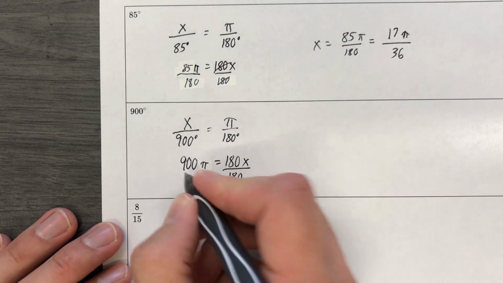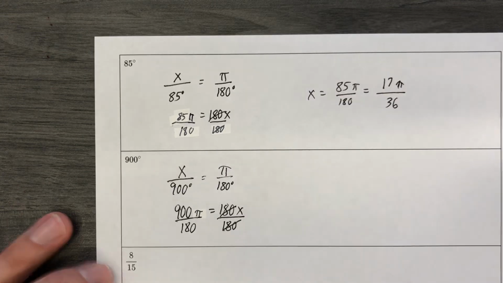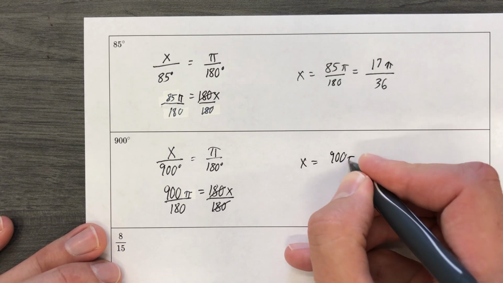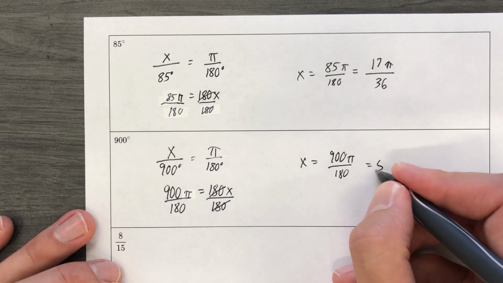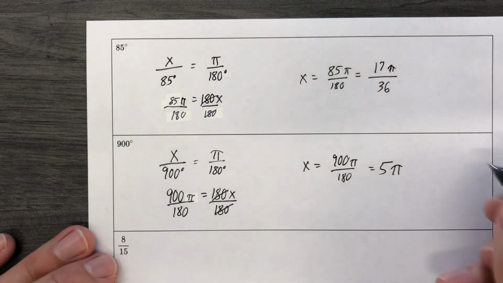I hope you're really noticing also that in the process of solving for these, you're always going to divide by 180, unless you decide just to do it wrong, you know, just saying. So x equals 900 pi over 180, and actually 180 does go into 900. It goes in 5 times. We're left with 5 pi.